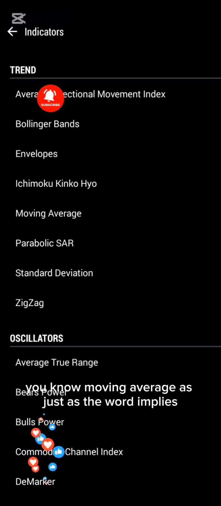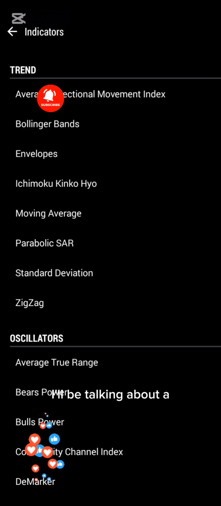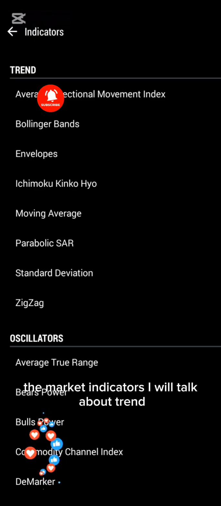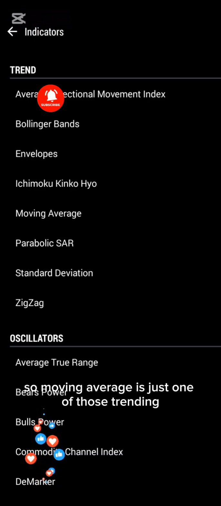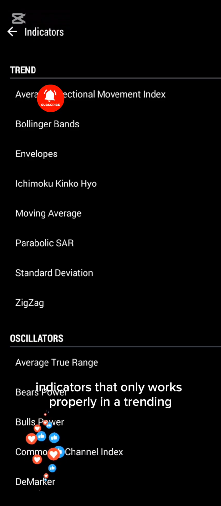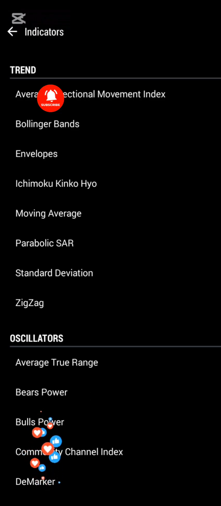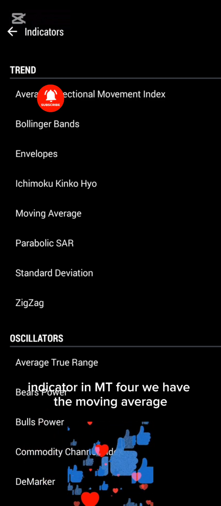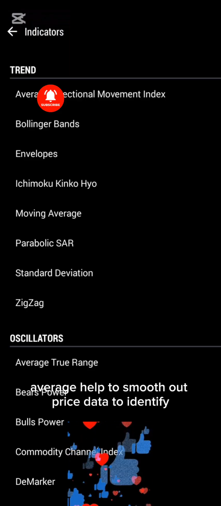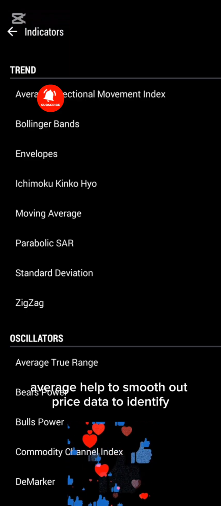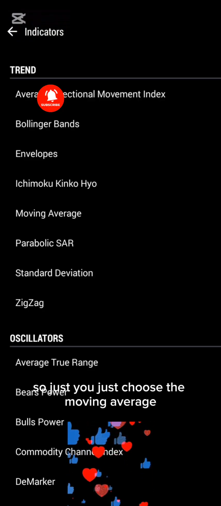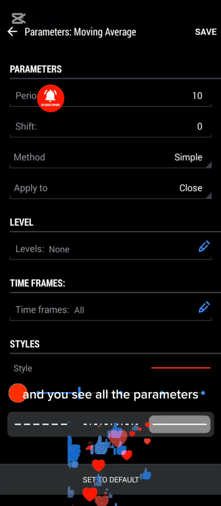Moving average, just as the word implies, we'll be talking about the market indicators, and we'll talk about trend. So moving average is just one of those trending indicators that only works properly in a trending market. A simple example of a trend indicator in MT4 is the moving average. A moving average helps to smooth out price data to identify the direction of a trend. Do you get that?